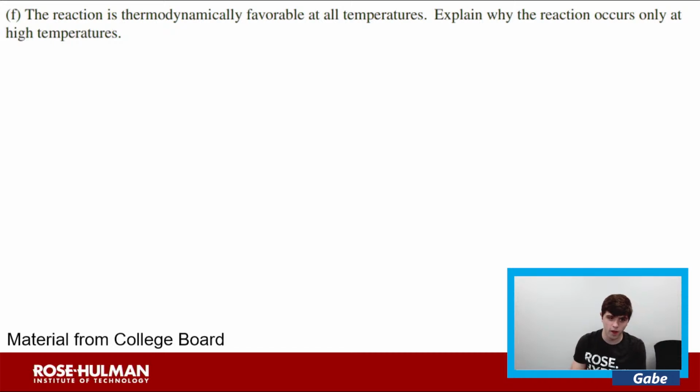All right, moving on to part F. The reaction is thermodynamically favorable at all.